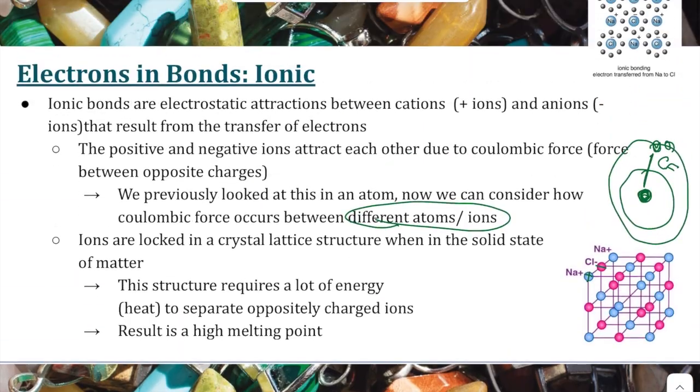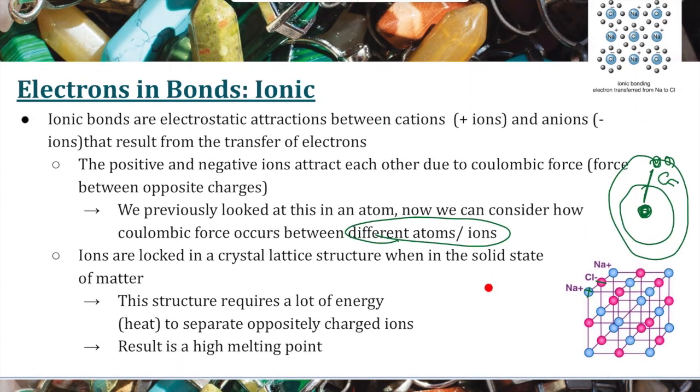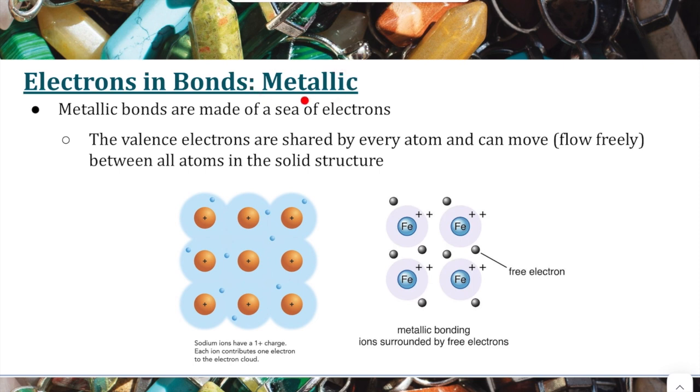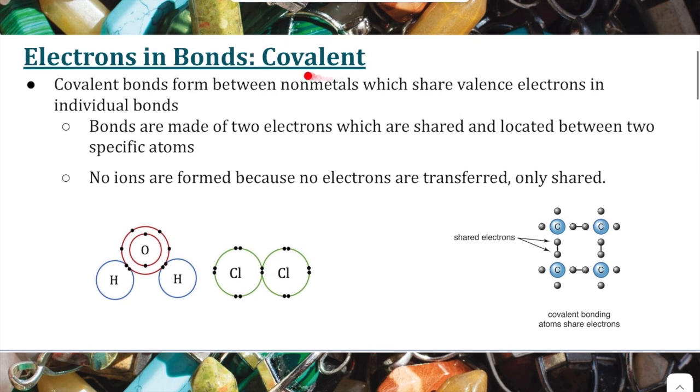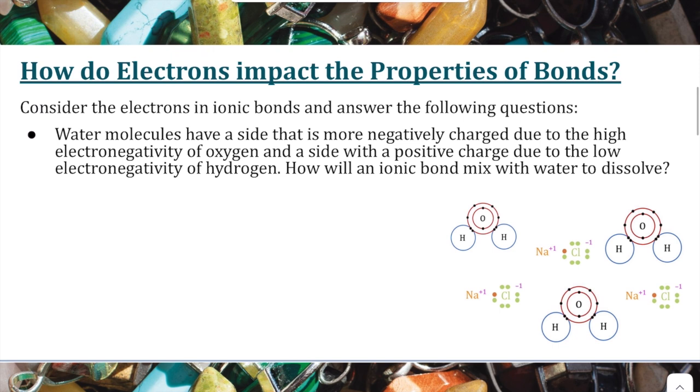So we have electrons transferred, forming ions in ionic compounds. We have a sea of electrons being shared in metallic compounds. And in covalent compounds, we have individual electrons being shared with another element to form a bond. And so how do these electrons impact the properties of bonds? So if we consider the electrons in an ionic bond, and then we're going to answer the question.